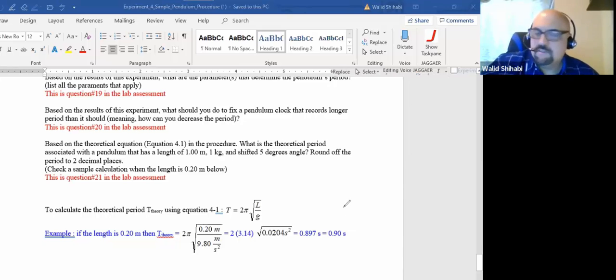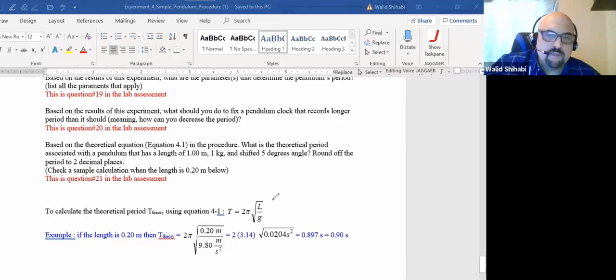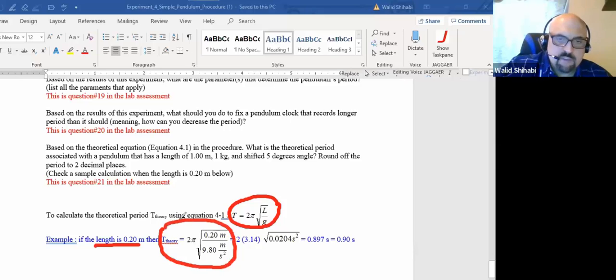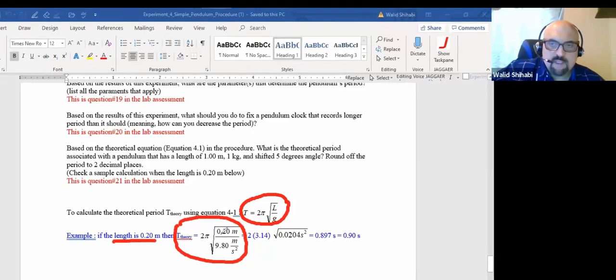Okay, so in this video we are going to learn how to apply this equation and do the pertinent calculations. For example, if you're asked to apply this equation for a length equal to 0.2 meters, as you see here, the calculation will be 2 pi times the square root of the length, which will be substituted by 0.2 meter, the value we selected for the length, over g, the acceleration due to gravity. Now, how can we input this calculation into the calculator?